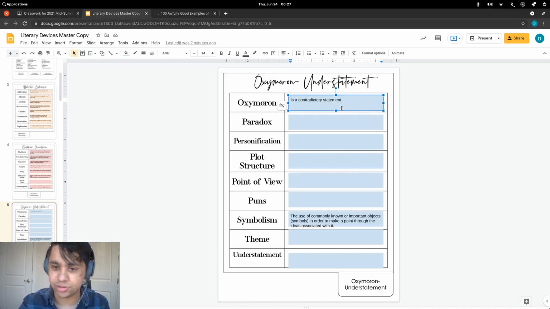So let's actually change our definition. Say it's a contradictory statement when taken literally, but means something else. It means something else figuratively.